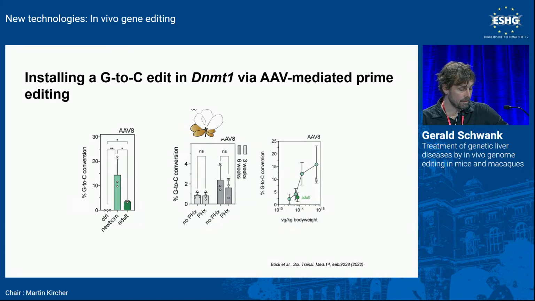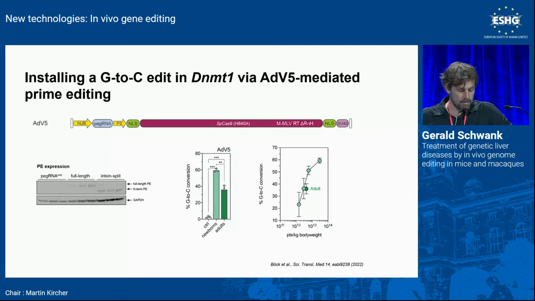And then what we did next was that we reduced the dose in newborns to get to the same relative dose as in adults, and then indeed we got the same editing rates in newborns and in adults when we injected the same number of viral copies per kilogram body weight. So that also led us to speculate that we could probably boost the editing rates if we further boost the expression of the prime editor.